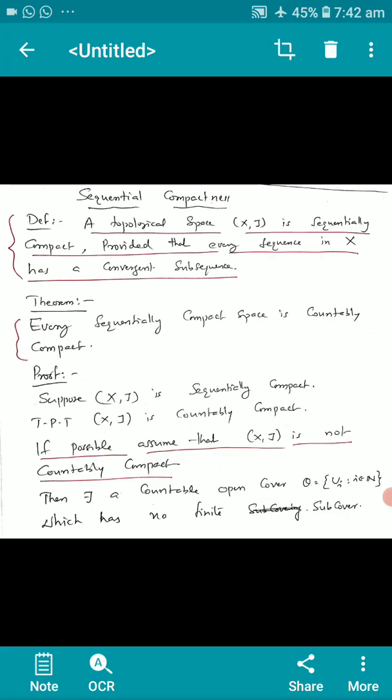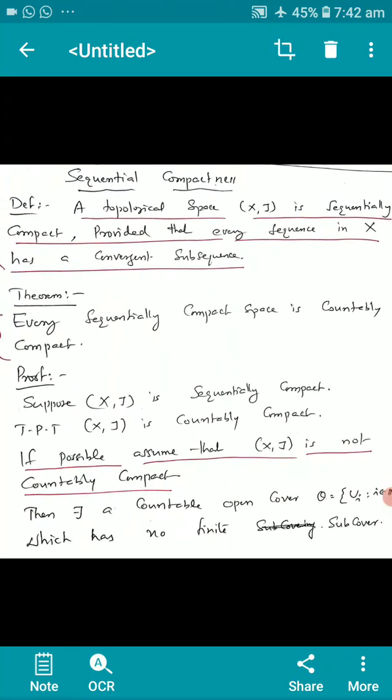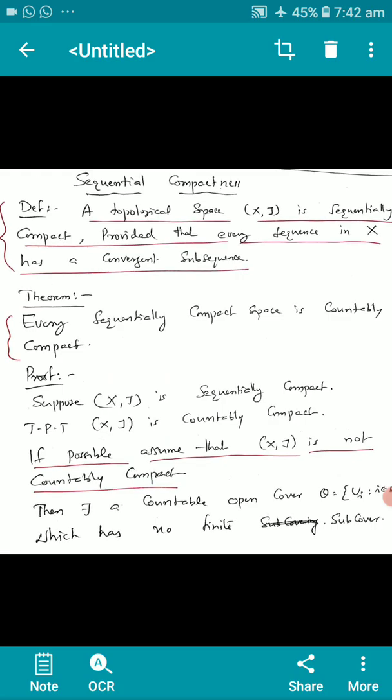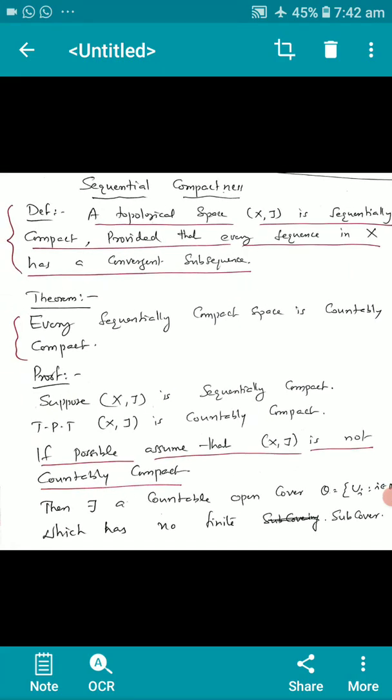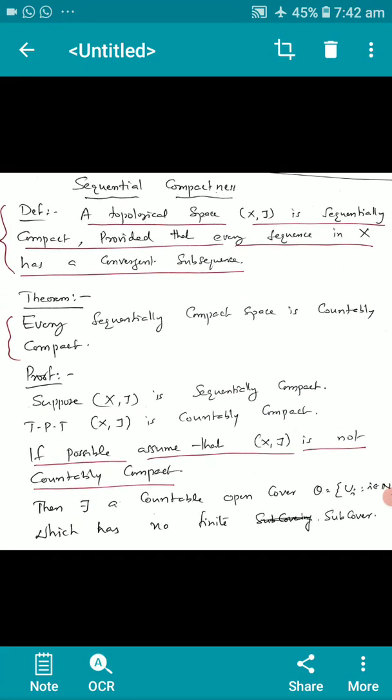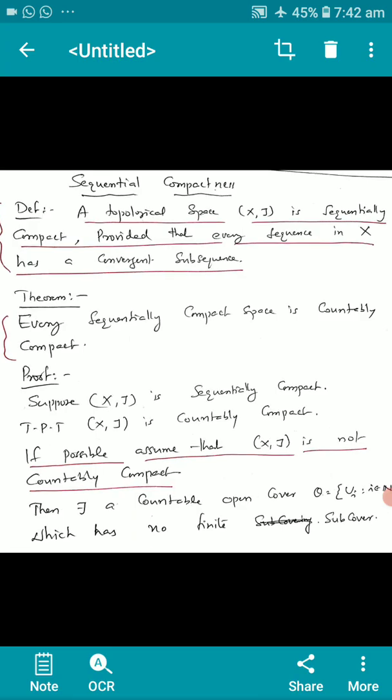The definition is given: a topological space X is sequentially compact provided that every sequence in X has a convergent subsequence.